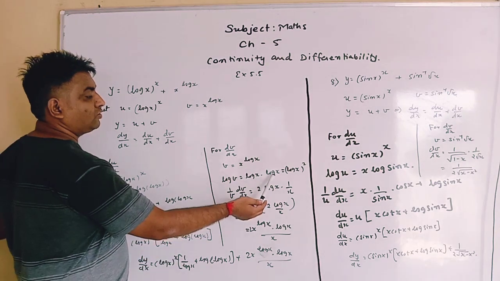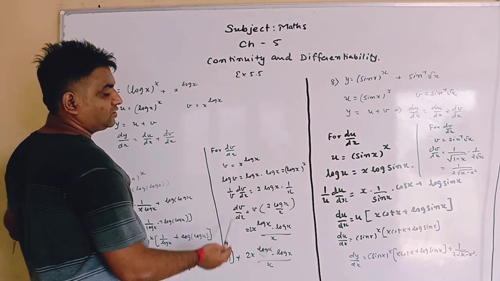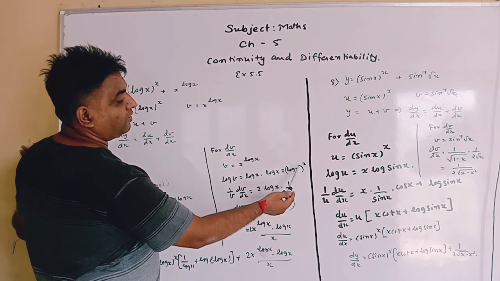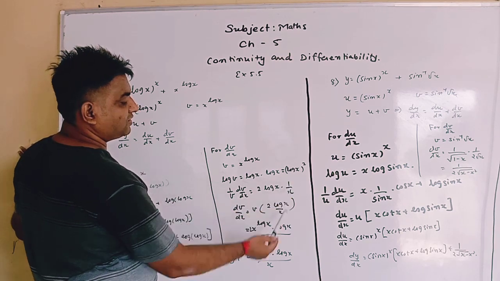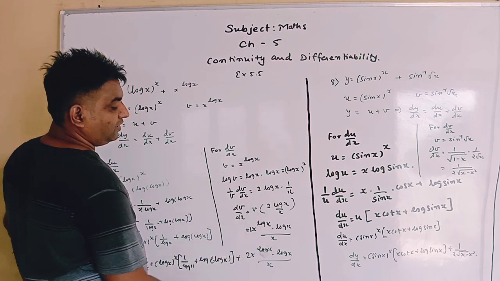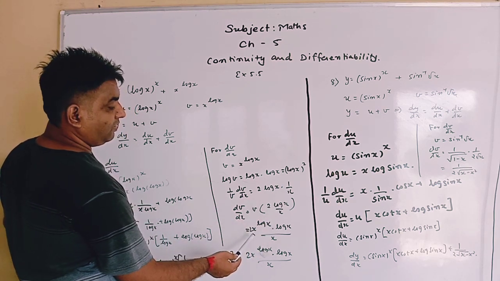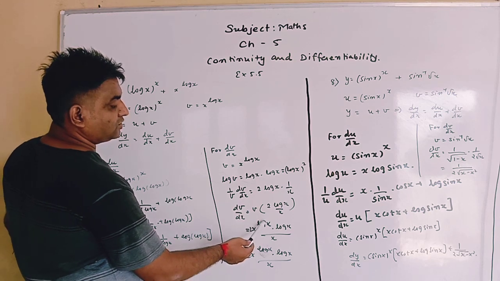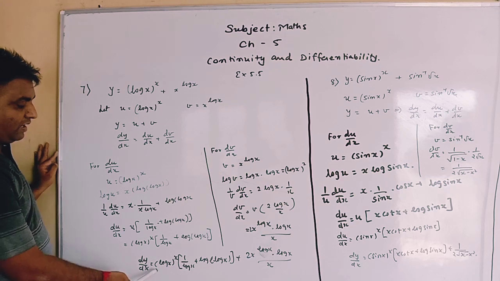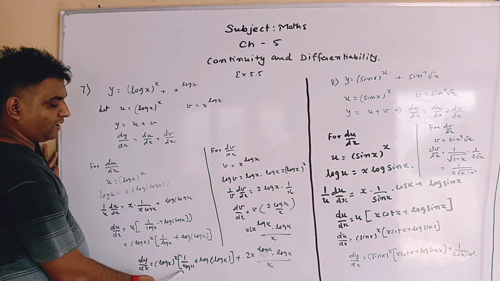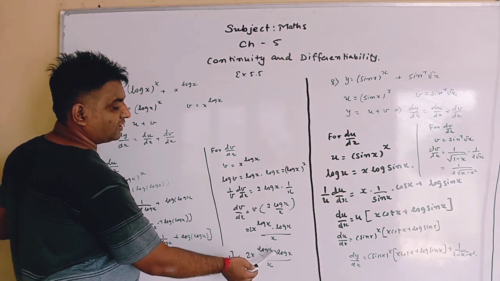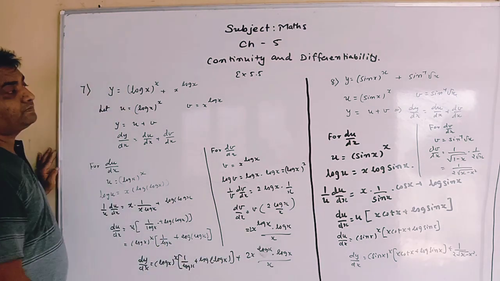Now for dv by dx, v equals x raised to log x, we apply the log, then log v equals log x into log x which is log x square. So 1 by v dv by dx equals, we apply the power rule, then 2 log x, and log x differentiation 1 by x, so it is 2 log x by x and into v. So we substitute the v value, then it will be 2 into x raised to log x into log x by x, and so the final answer we have log x raised to x, 1 by log x plus log of log x, plus 2x raised to log x into log x by x.